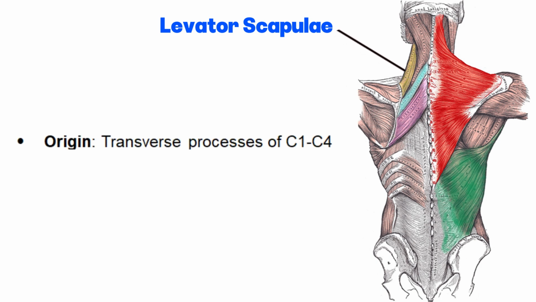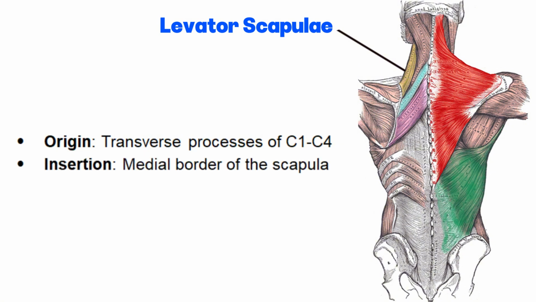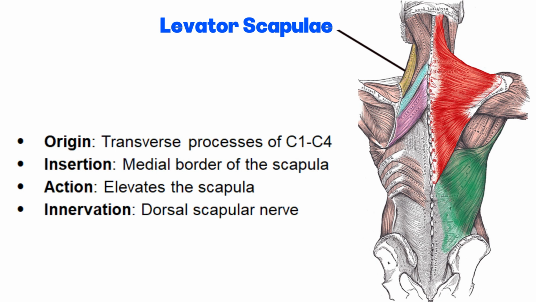Levator scapulae. Its origin is transverse processes of C1 to C4. Insertion: medial border of the scapula, which is near the superior angle. Action: it elevates the scapula. Innervation: dorsal scapular nerve. Now we are moving to the additional supporting muscles.